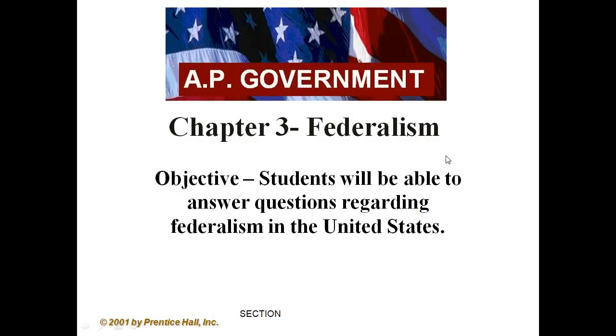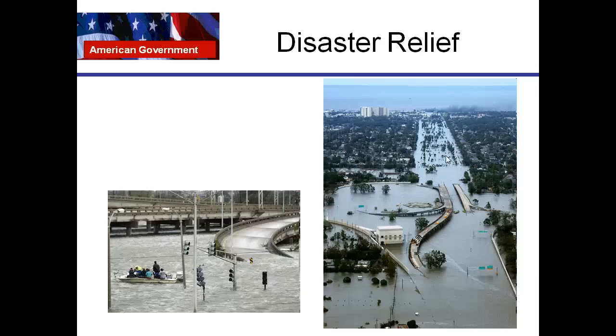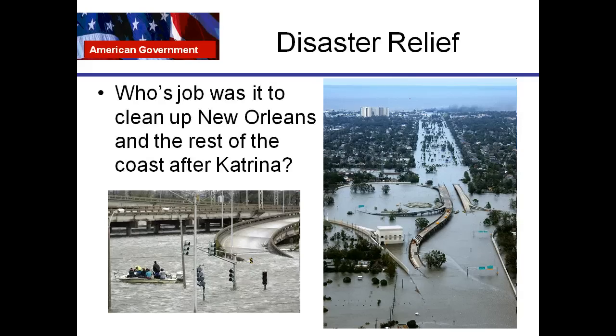So the concept of federalism answers many questions regarding state versus federal powers. It might answer questions regarding disaster relief. For example, in 2005 you had Hurricane Katrina. Whose job was it to clean up New Orleans and the rest of the coast after Hurricane Katrina? Was it the federal government's job? Was it the state government's job, in this case, the state of New Orleans?